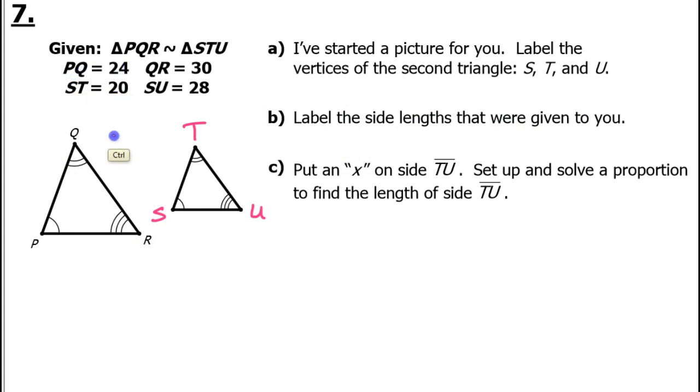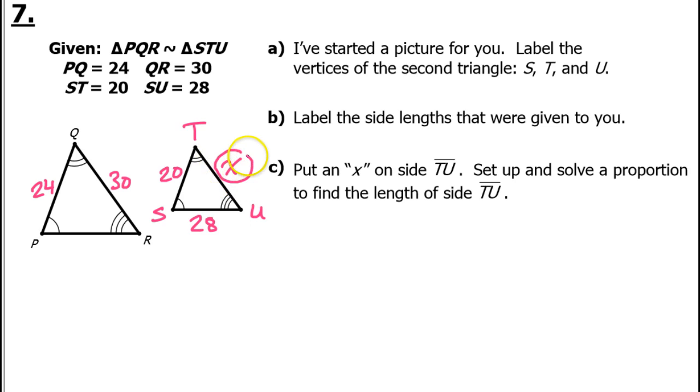So PQ is 24. So I've got a 24 right here. QR is 30, so 30 goes here. ST is 20, so there's my 20. And SU is 28, so there is 28 right there. Now put an X on side TU and set up and solve a proportion to find it.